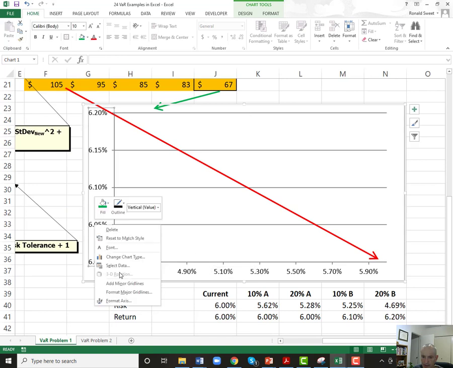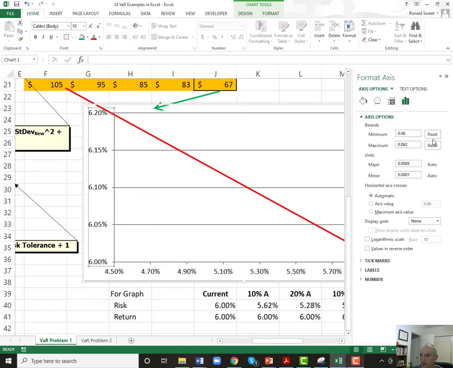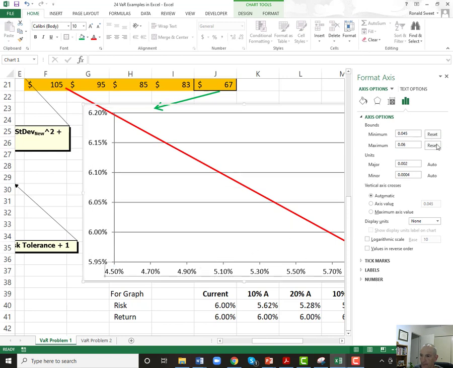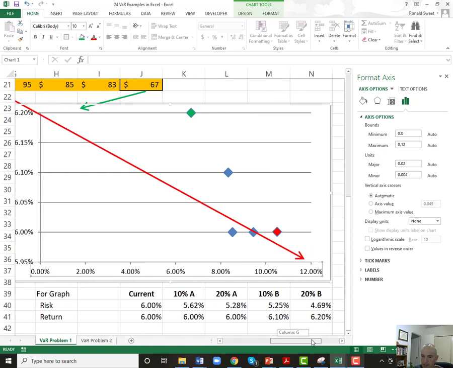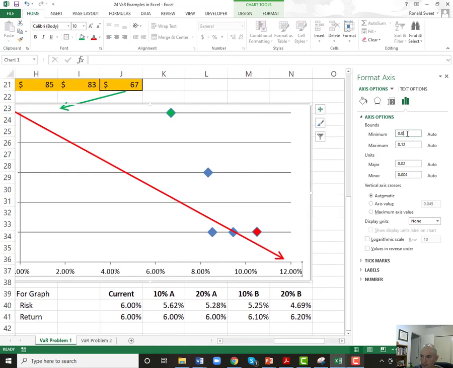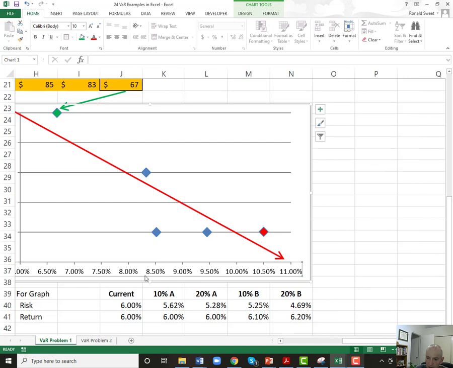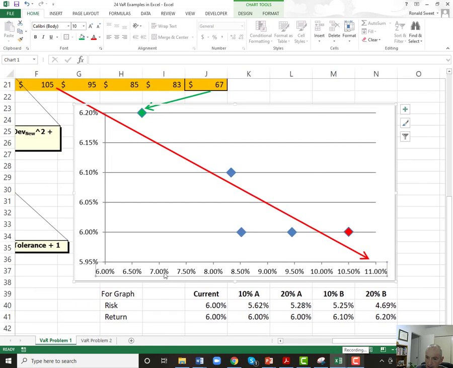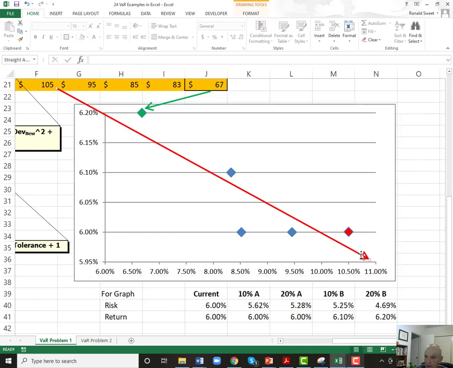And so we'll have to change our axis here. So let's look at it and see. We can probably start this at what, 6%? And so we want to have VAR as a percent down here at the bottom, and we want to have return over here. So which strategy do we do? Well, there's our current strategy. 10.5% value at risk and a 6% return. There's your strategy A.